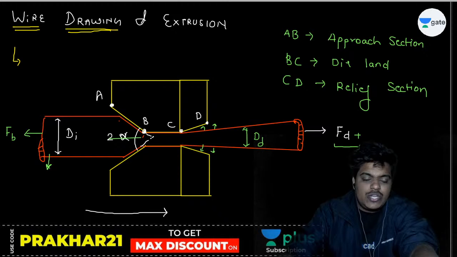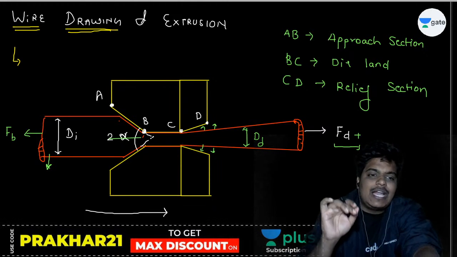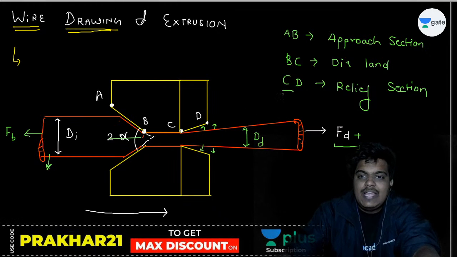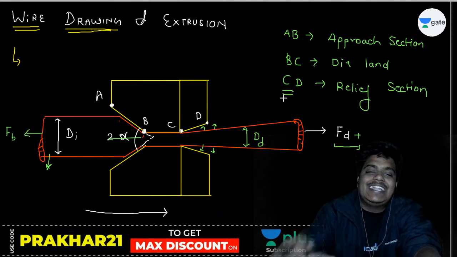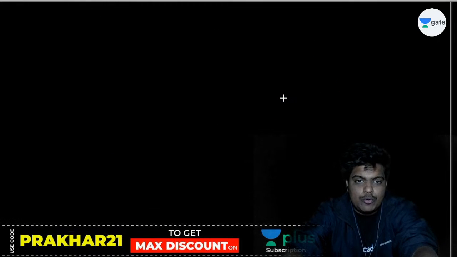Now the approach section is provided to reduce the size, the die land is provided to keep it in that shape for some amount of time, and the relief section is provided so that the outgoing material should not hit the die. Is it clear? There is a small relationship, write it down.